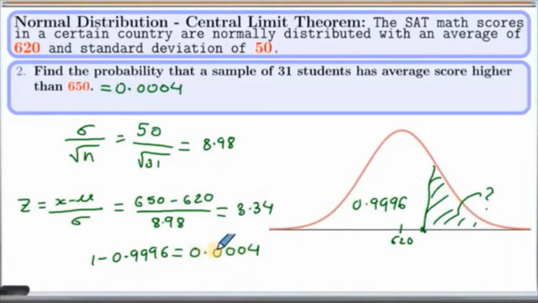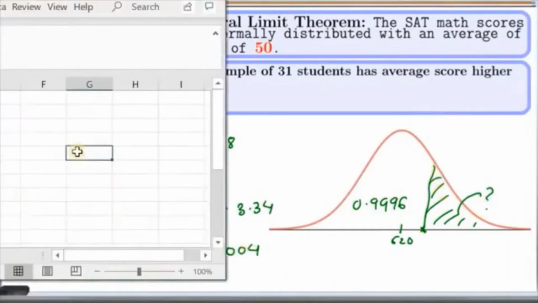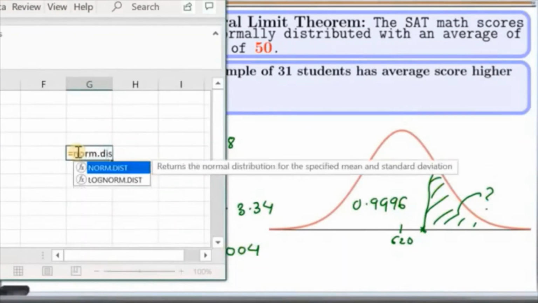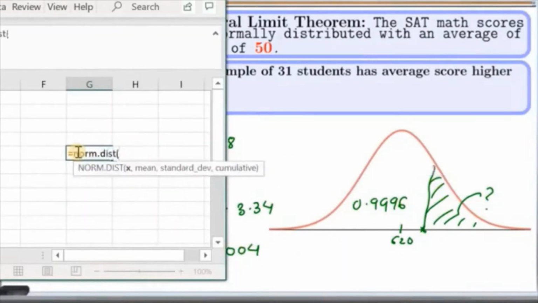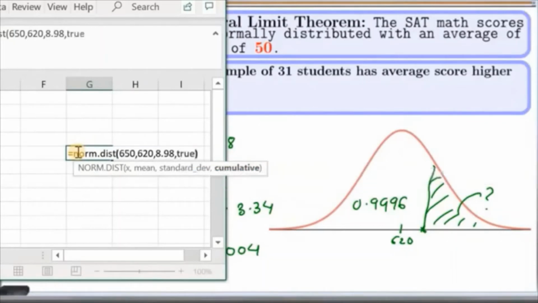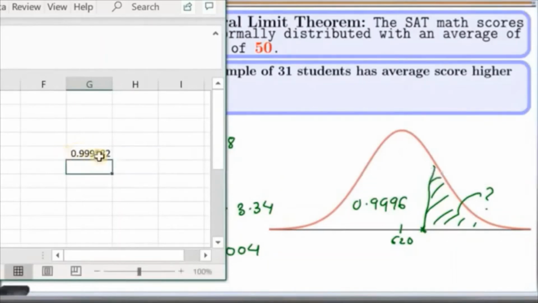Now let me show you how to find this area using Excel. Type in equals, then type in NORM.DIST, then put your parentheses. Our x here is 650. Our mean is 620. Our standard deviation is 8.98. Since we are trying to find the cumulative area up to 650, we'll be typing TRUE, or you can just type 1. Then close your parentheses, then hit enter.